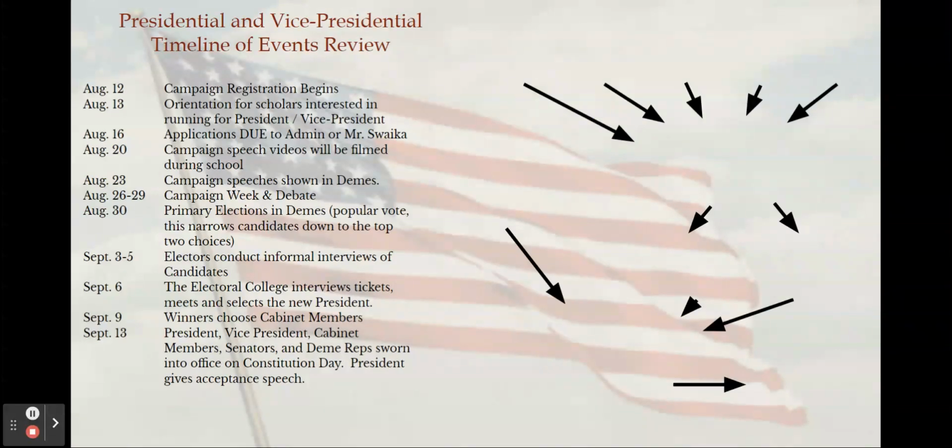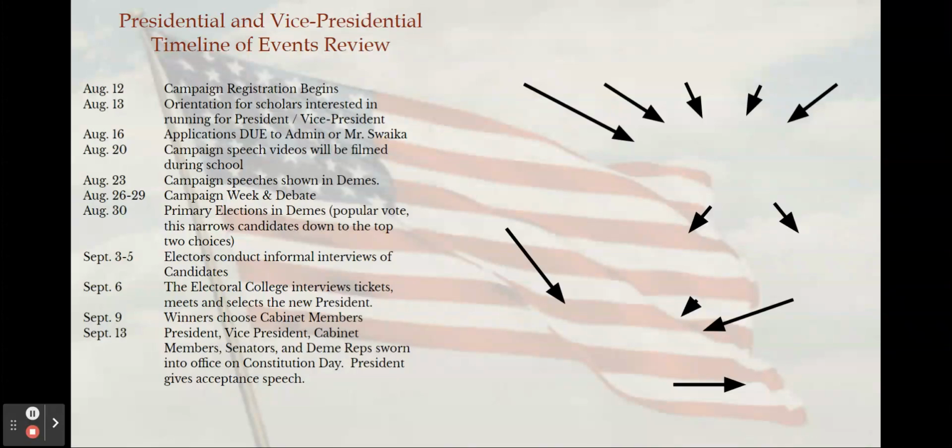Let's recap. Those that would like to serve the school as president and vice president will run as single tickets. During the week of August 12th to the 16th, these candidates will organize themselves into single tickets and obtain the necessary endorsements to run for office. All paperwork is available in the office. Orientation for scholars interested in running for president and vice president will take place on August 13th. Applications are due to the front office on August 16th.